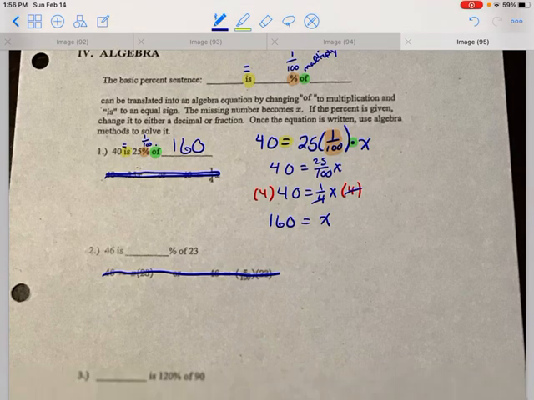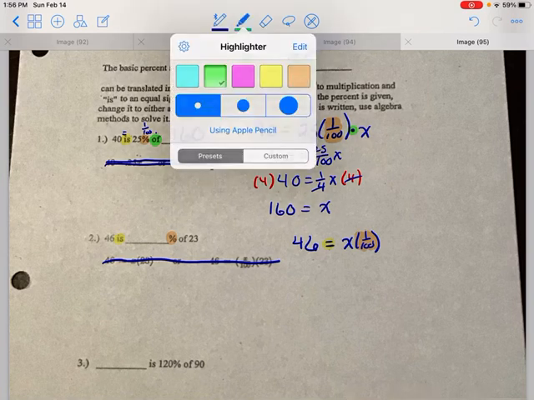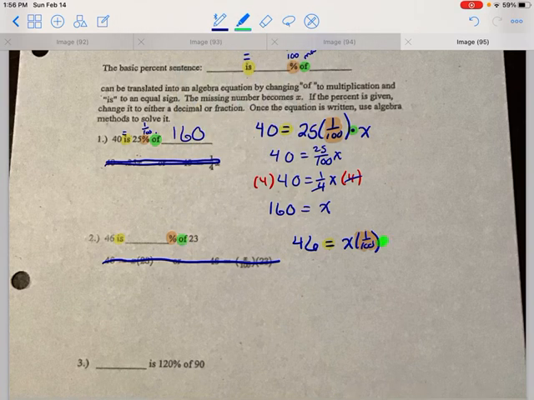All right, so let's try the same thing for number 2. We have 46 is, so 46 equals, so once again your is becomes your equal. I have a blank there, so I'm going to put an x. Now the percent is going to become 1 over 100, so I'm going to put that right there. All right, and then finally, I'm trying to keep my colors consistent here. Your of is going to become your multiply, and it's going to go right here. So times 23.